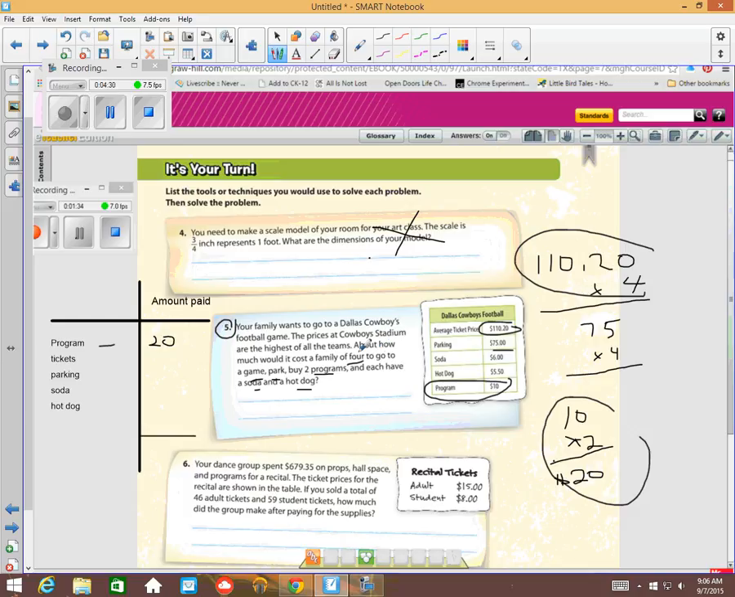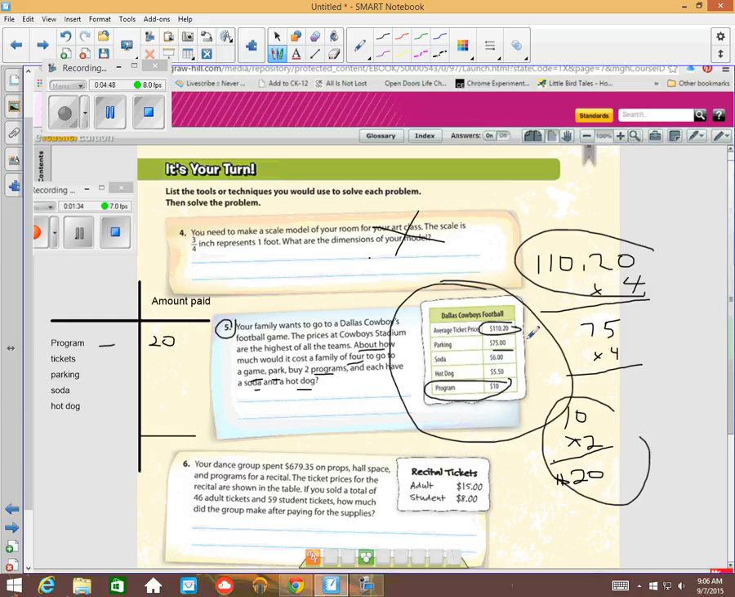And it says here about how much will it cost for a family. Because they're giving you an opportunity to go to the internet and look up prices, it's going to be an approximate amount. So you can look on the internet and see what it costs, or you can use this table right here.